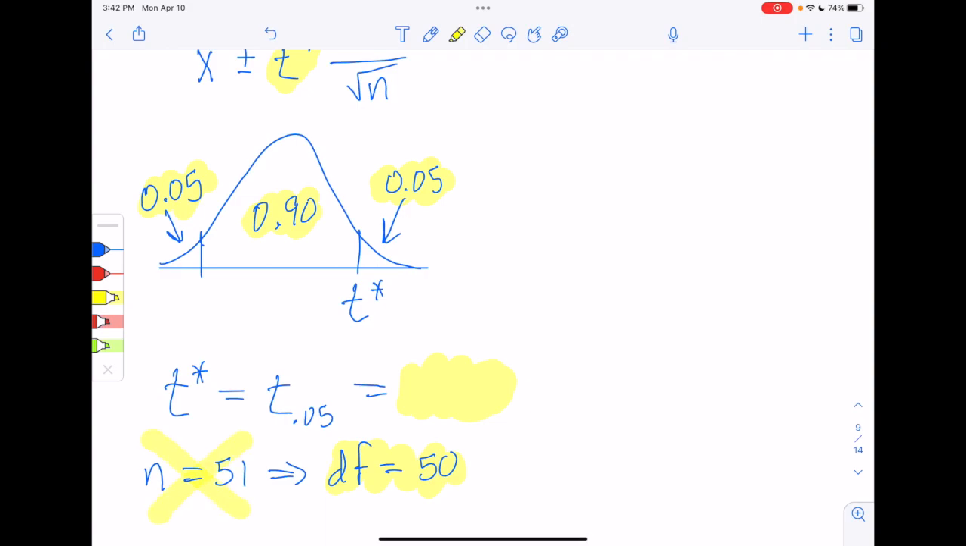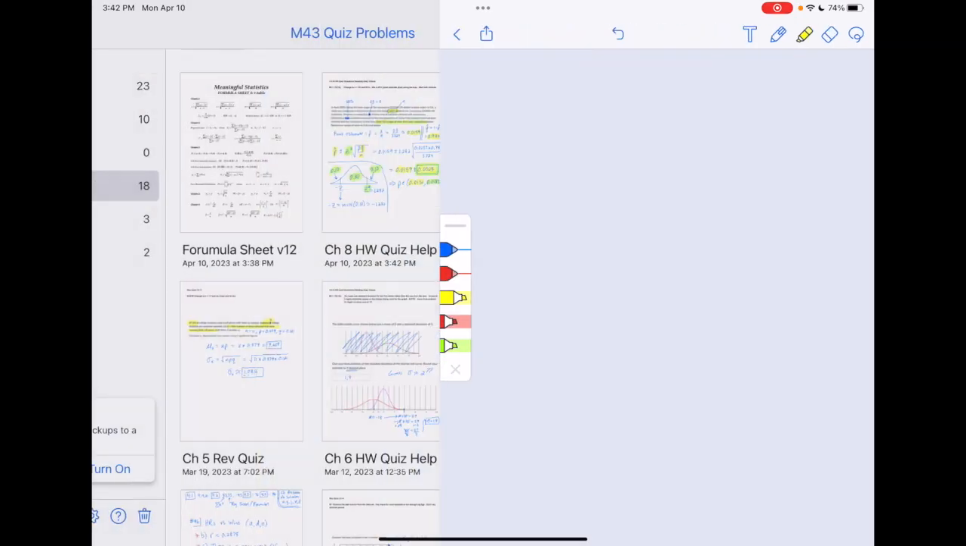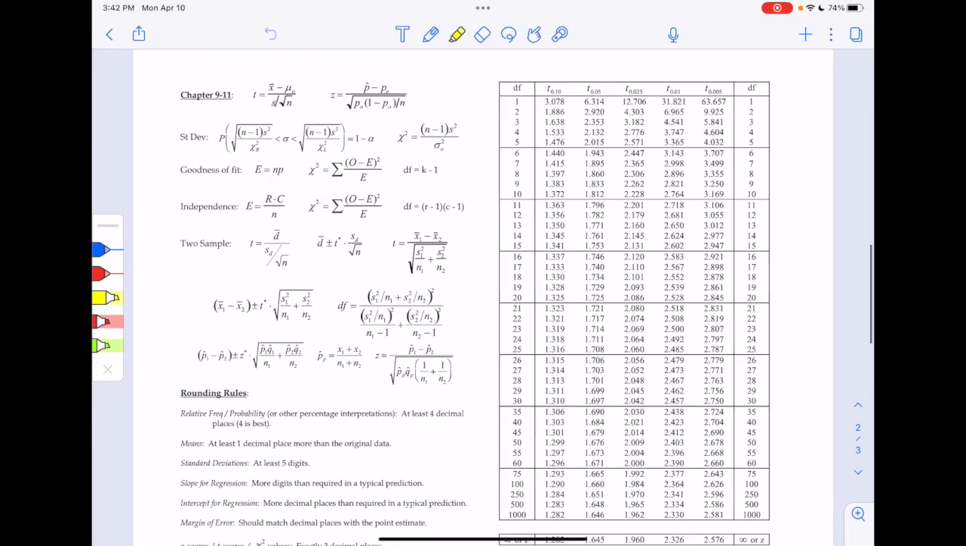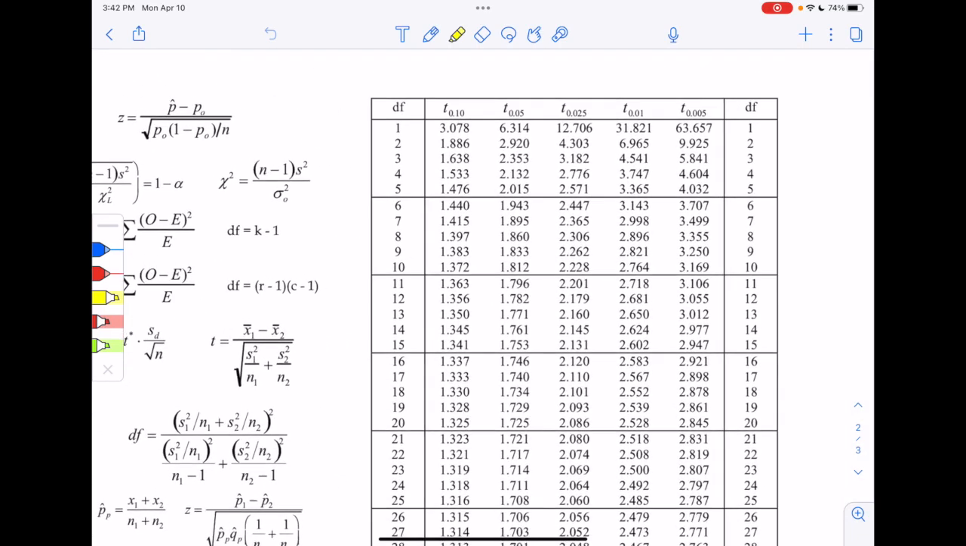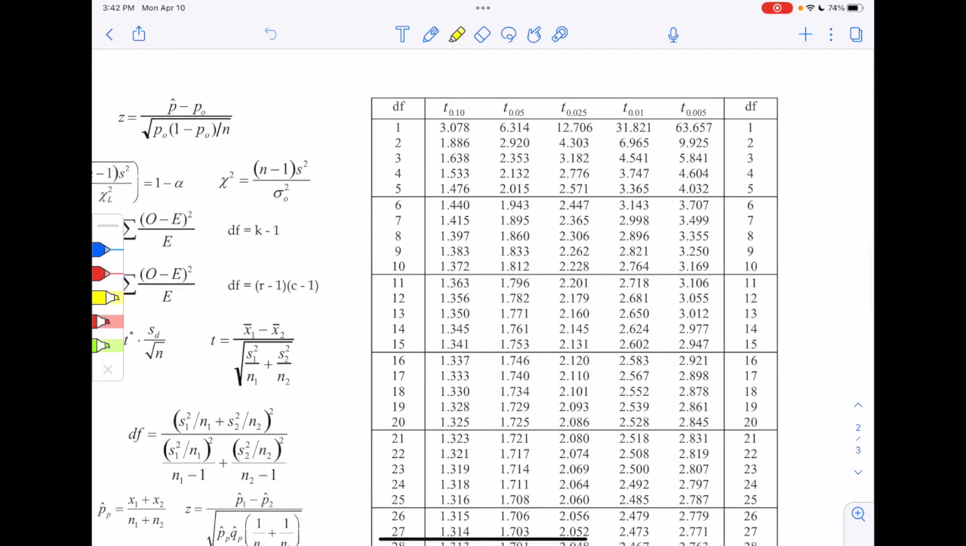So let's go have a look at the table and get to work on that part of the process. So here's our t-table. Zoom in a little bit for you. So we want t of 0.05, so that's going to come from this column. And then we need to make sure we do the one with the correct df, which is 50.